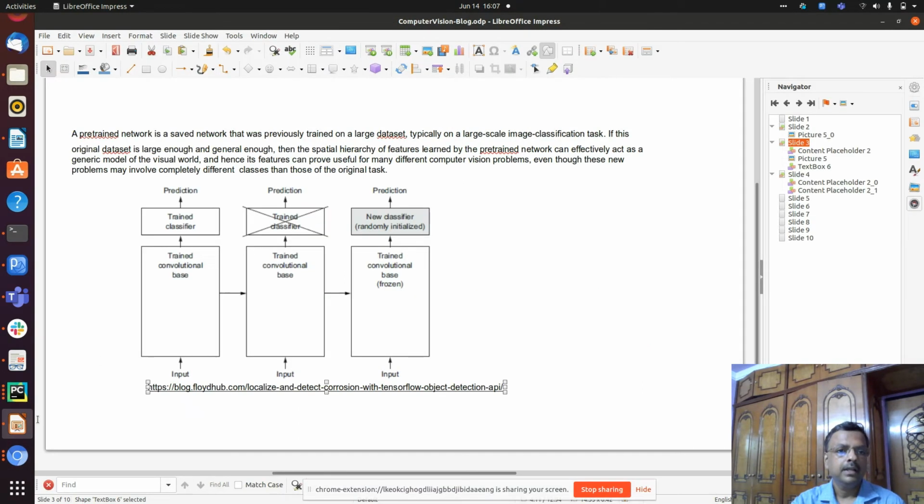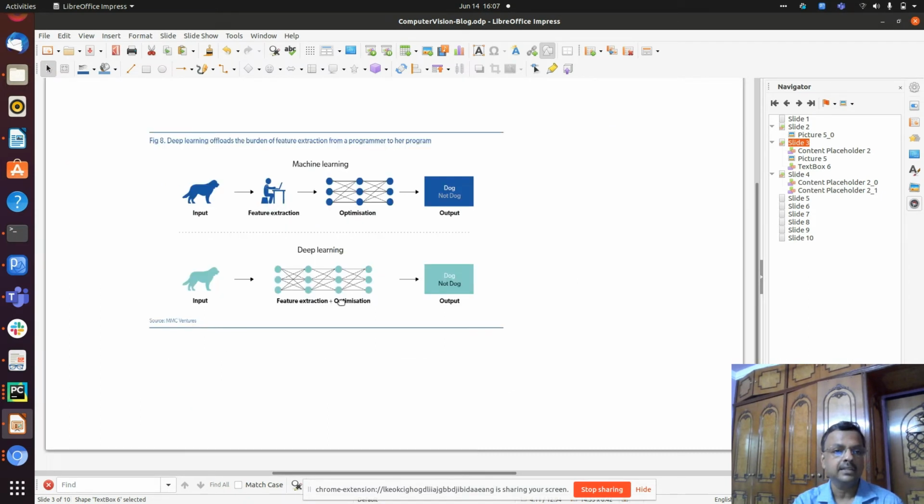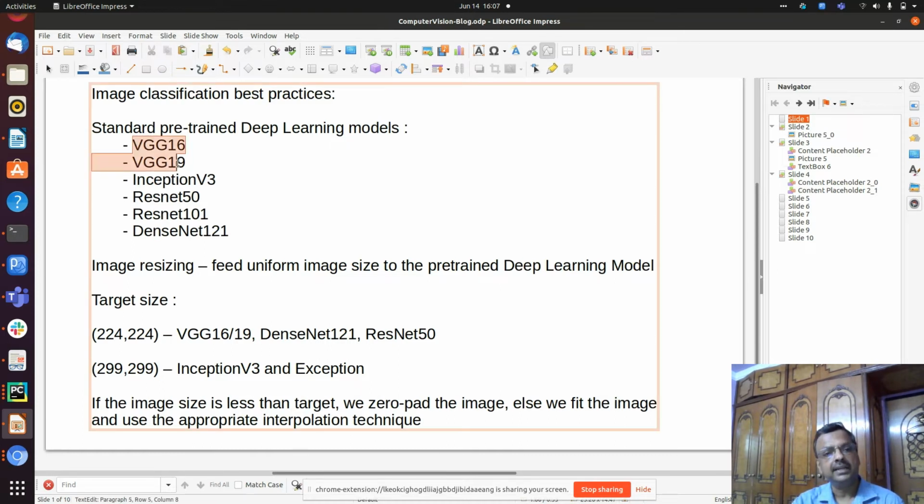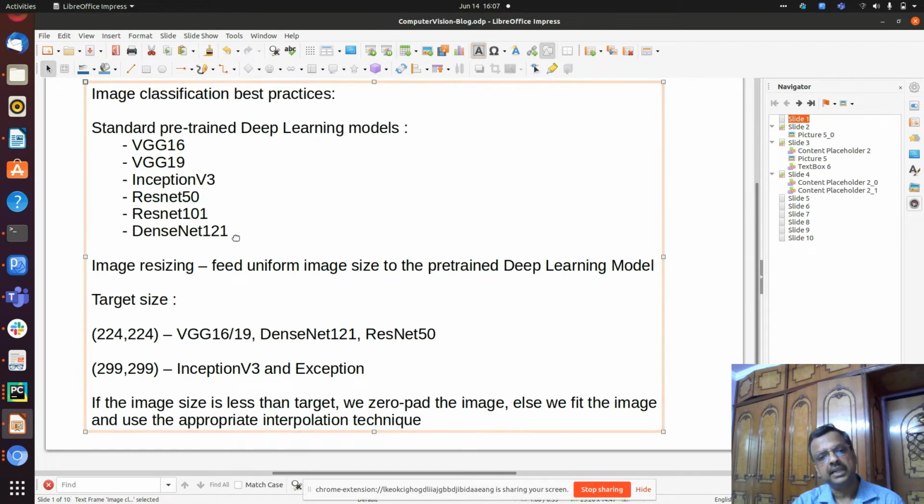So, coming to today's practice, if I were to write this blog today, I would definitely not restrict myself to VGG16, but try at least the basic pre-trained models which are available out there, pre-trained with millions of images on the ImageNet database. It could be VGG16, it could be VGG19, Inception V3, ResNet 50, ResNet 101, DenseNet 121, and so on and so forth, right?